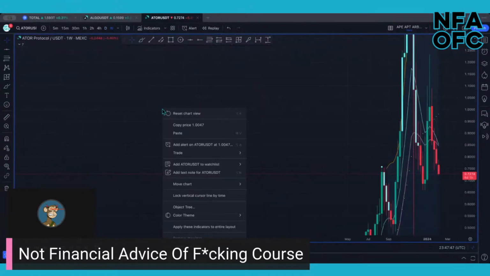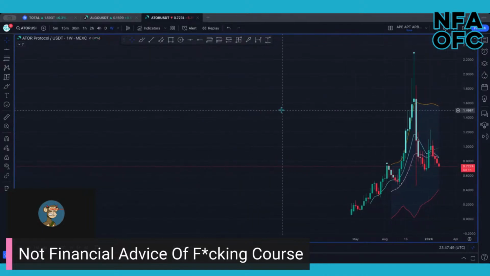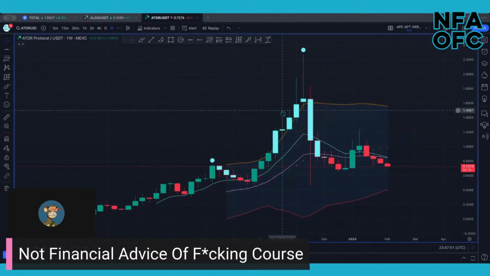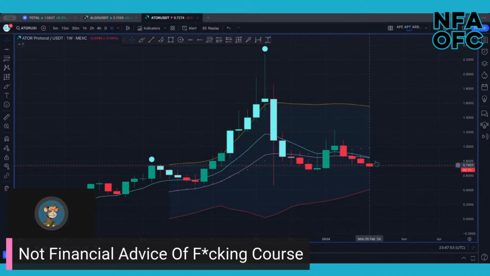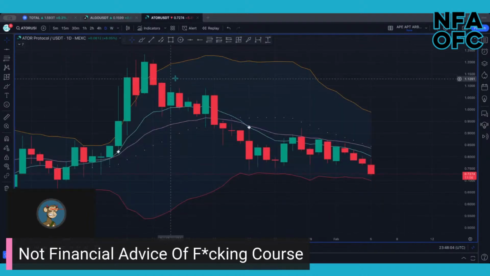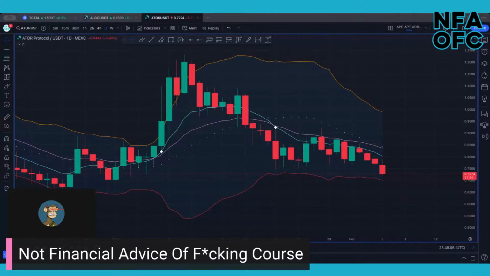Newer token. Definitely looking like we're about to come into a bear, but we've had our touches on the parallel channel, so it could consolidate, take off. Just gonna have a quick look on the daily. Yeah, next.